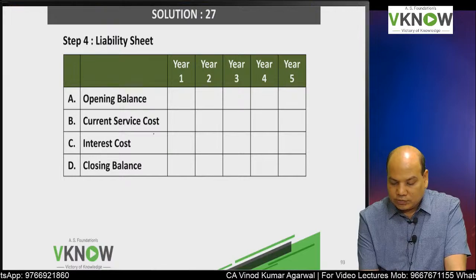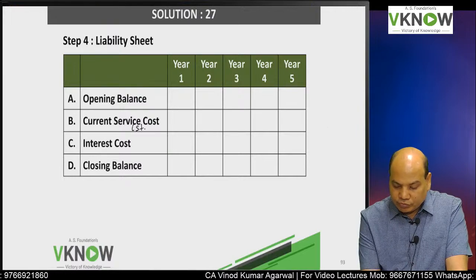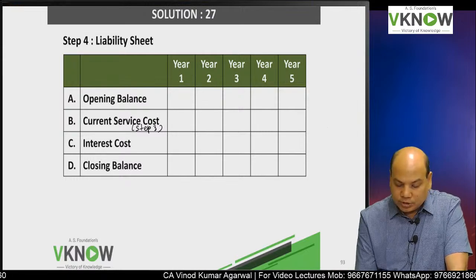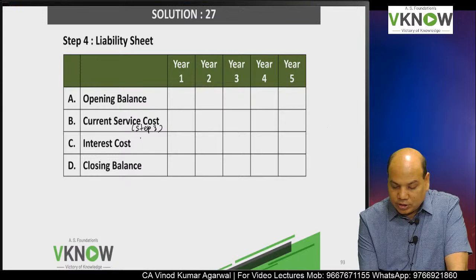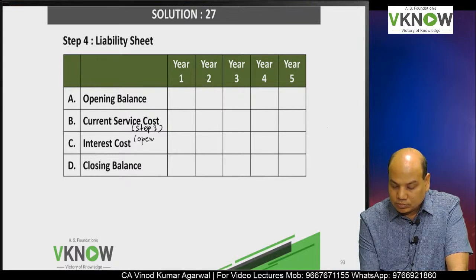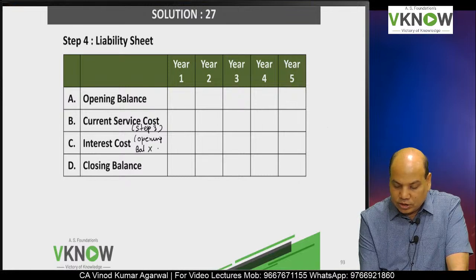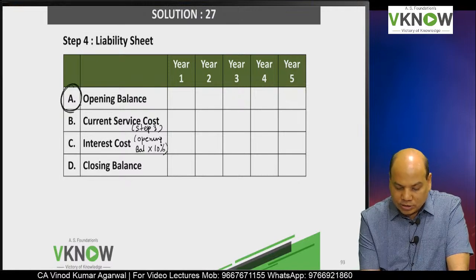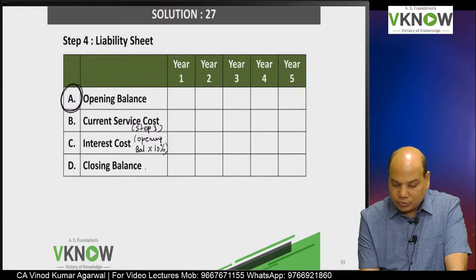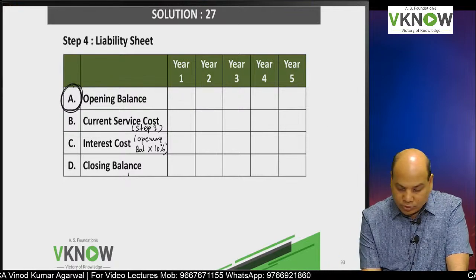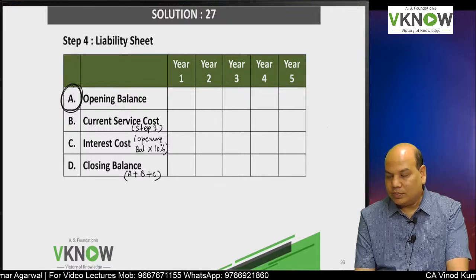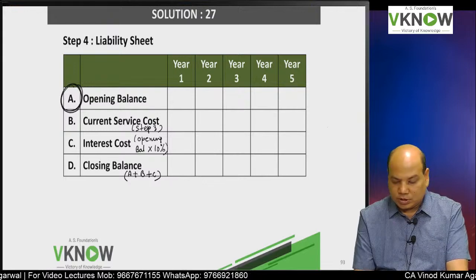Opening balance, current service cost we are going to get from, you write in bracket step 3. Current service cost we are going to get from step 3. Interest cost will be opening balance multiplied by 10%. Opening balance A multiplied by 10%, and closing balance will be A plus B plus C.